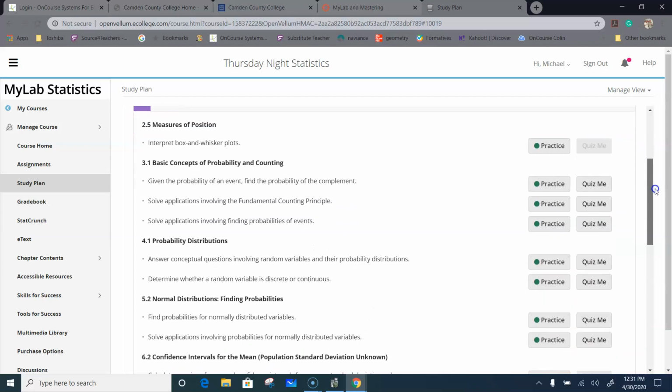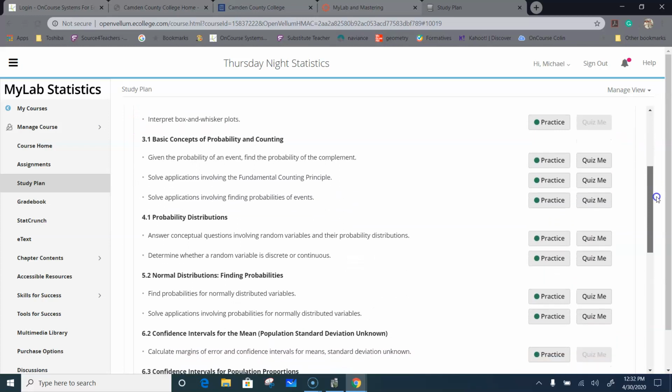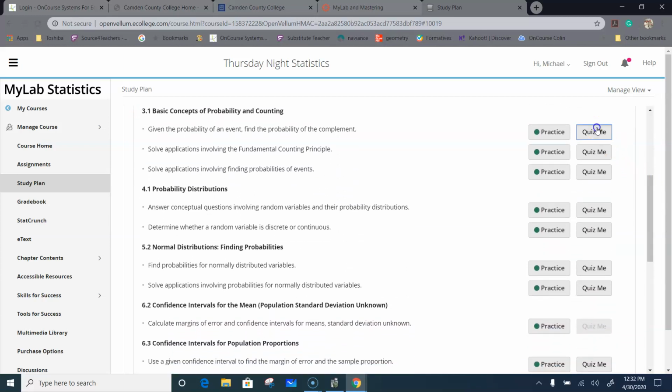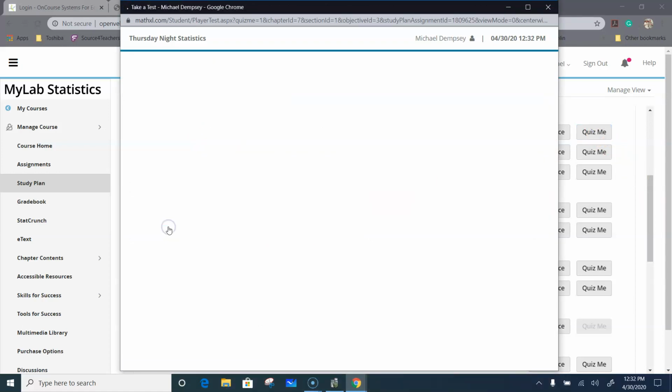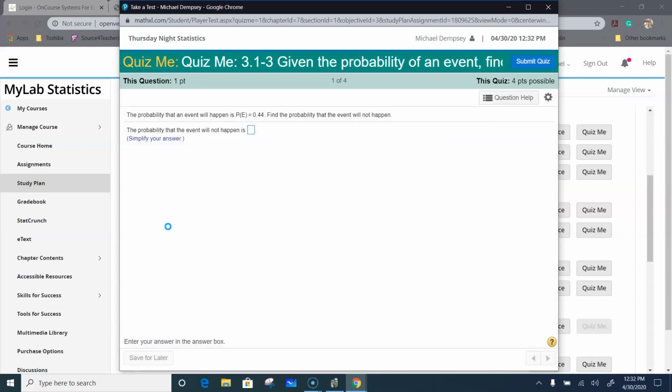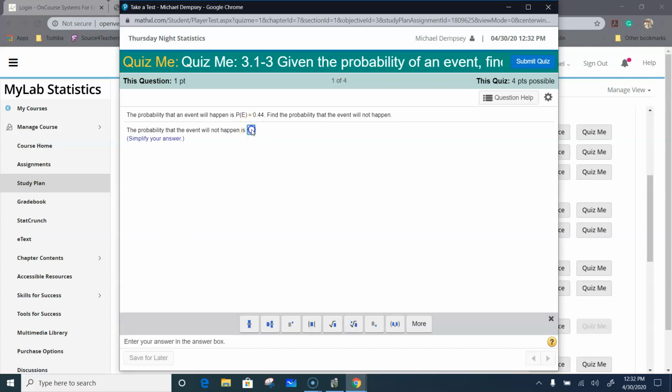Box and whiskers. Looks like that's grayed out, so I must have already done that one. So let's try probability. Okay, the probability that an event will happen is 0.44. Find the probability it will not. So what we do with this is just subtract from 1. So we take 0.44, subtract from 1, and that's 0.56.